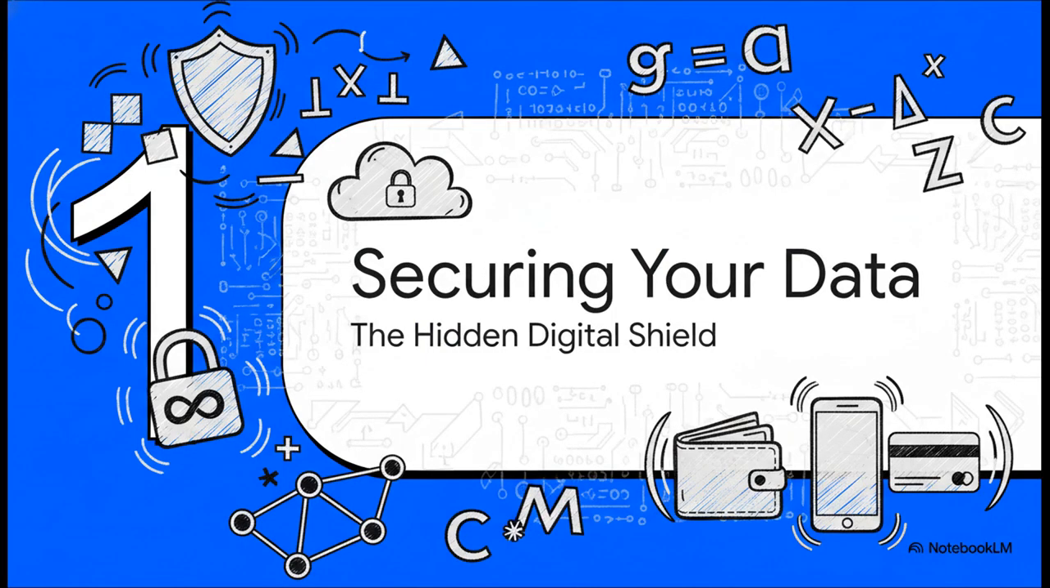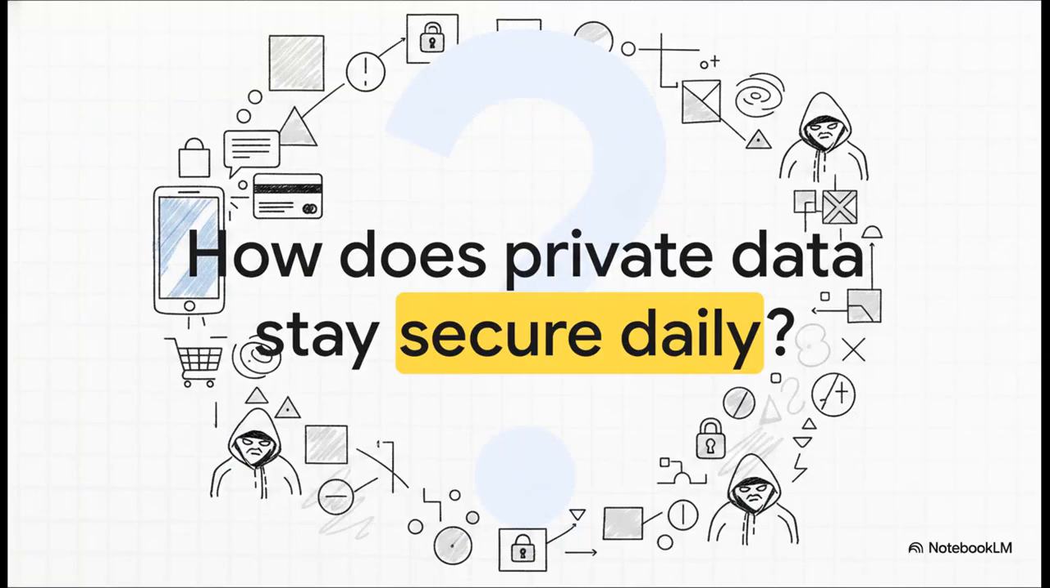Section 1. The math securing your data, the hidden digital shield. We often take our digital security completely for granted, don't we? You send a text, check your bank balance, buy something online. It just works. But we really need to stop and ask, what exact mechanism is keeping our private messages and banking details locked away from hackers? What actually makes up that invisible shield?